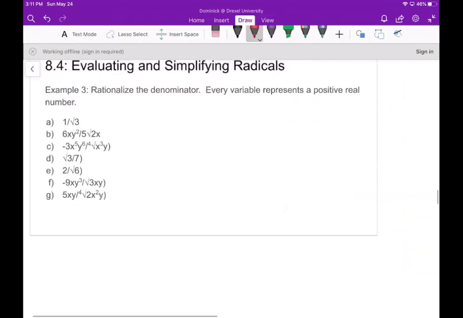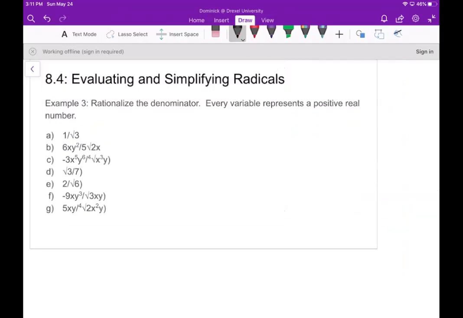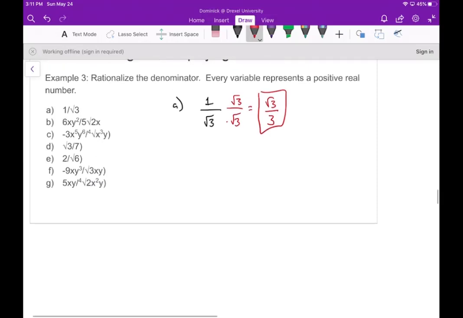Okay, so let's do a couple of examples of rationalizing. In part A, we have 1 over square root of 3. In this case, we can get away with multiplying the top and the bottom by just the square root of 3, because then we'll get square root of 3 over square root of 9, which is just 3. So we get square root of 3 over 3.